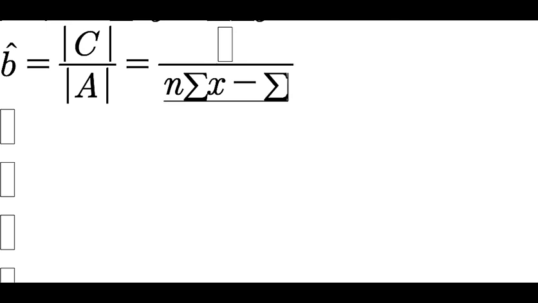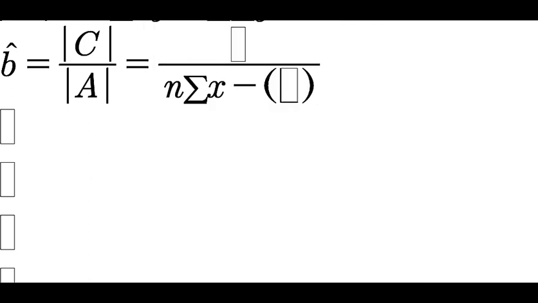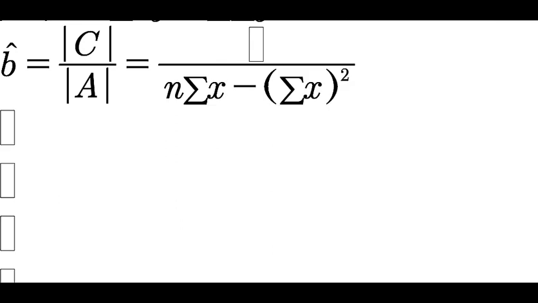Where did we stop? So b hat value is equal to the determinant of matrix C over that of matrix A, which is equal to, from the divisor, our normal determinant value, which is n summation x squared minus summation x all squared.